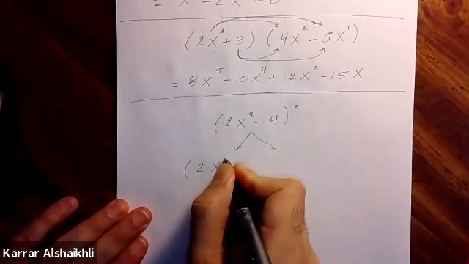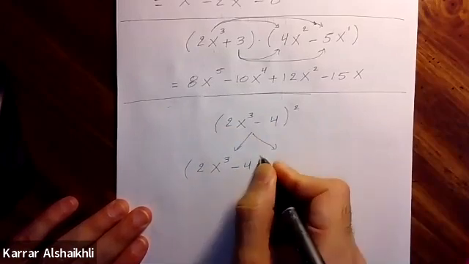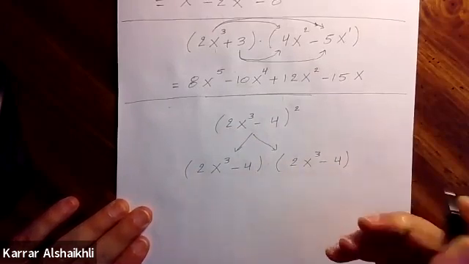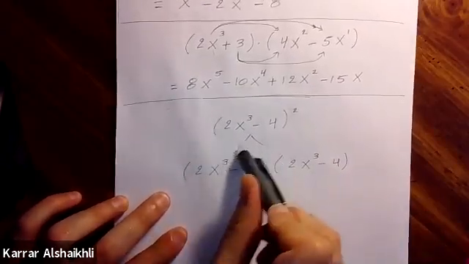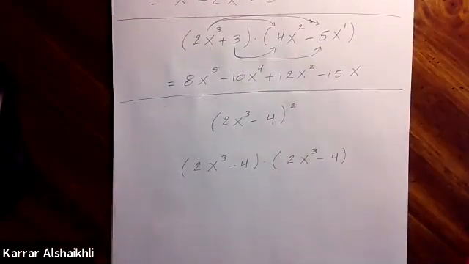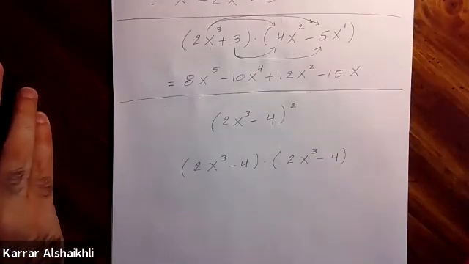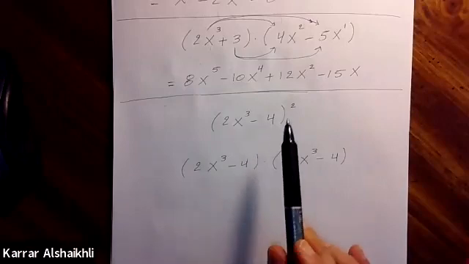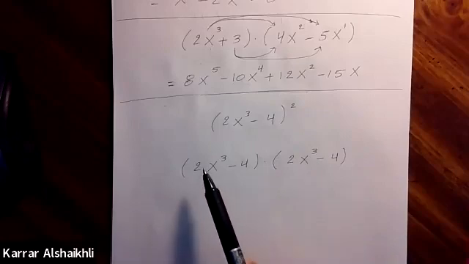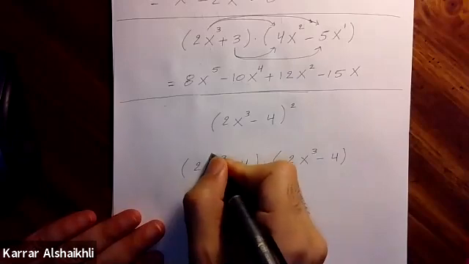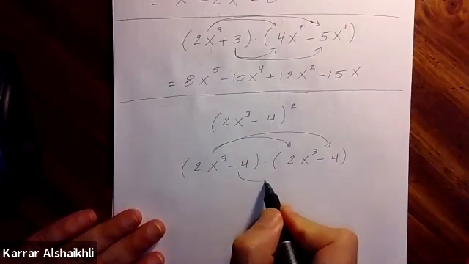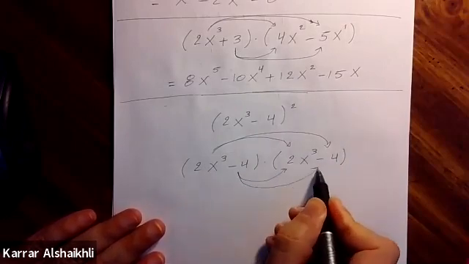That means 2x cubed minus 4 times 2x cubed minus 4. That means you're going to write these down twice because it's squared. Then you're going to do the multiplication. Multiply the first one times the first one, and the first one times the second one. Then the second one times the first one, the second one times the second one.